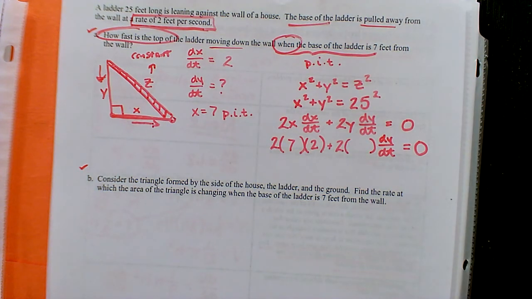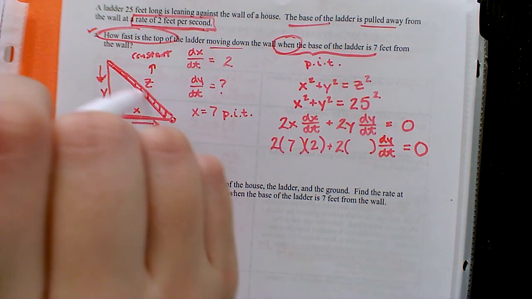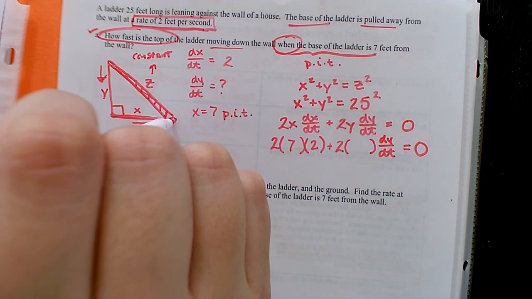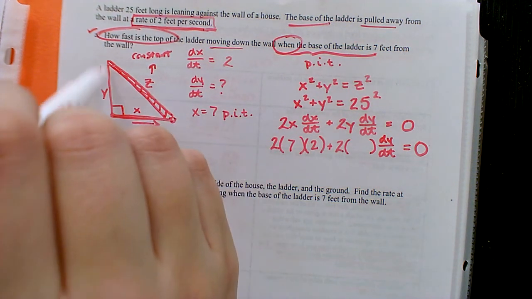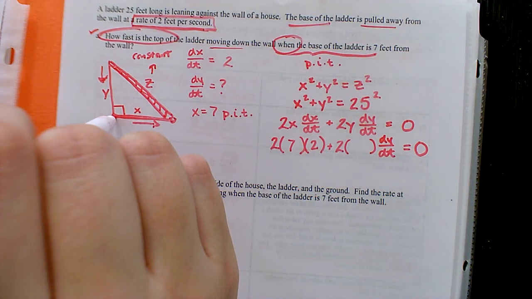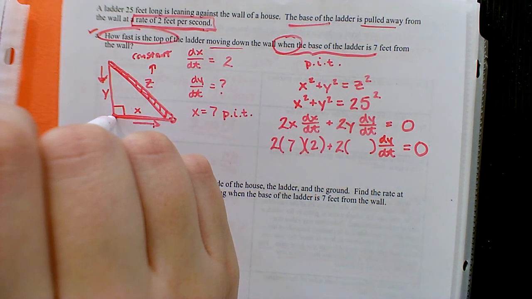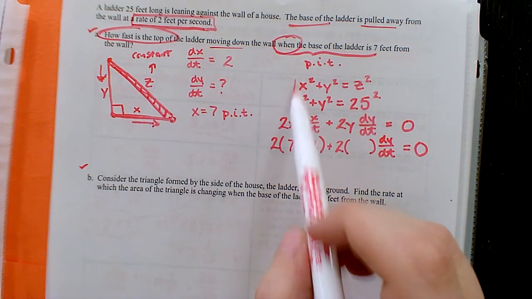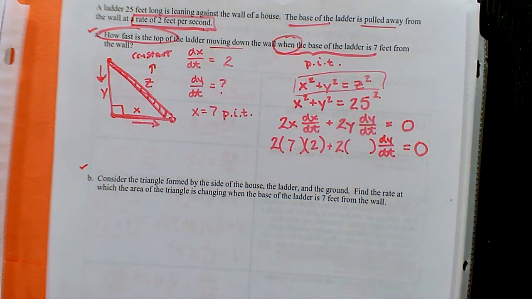So the only thing we got to be kind of tricky about is figuring out this y value. At this moment in time, can we figure that out? At this snapshot moment, we know the ladder is 25 and the base was 7, right? Can we figure out y? Alright, we're going to plug it back into this Pythagorean theorem to help us figure that out, okay?